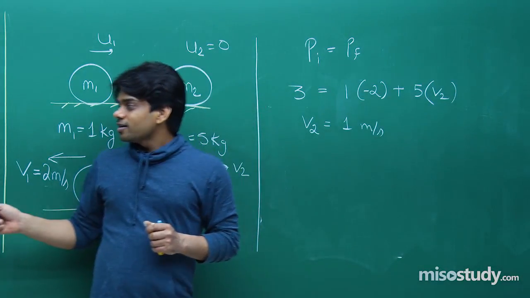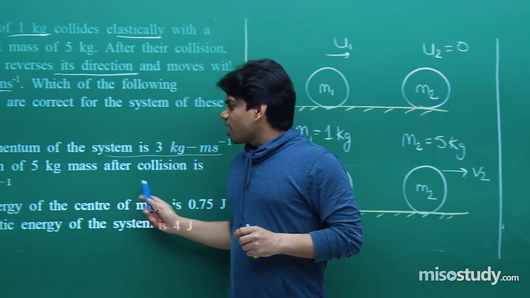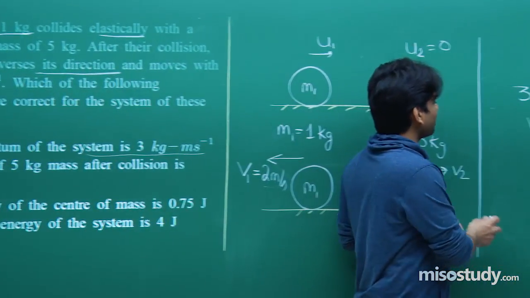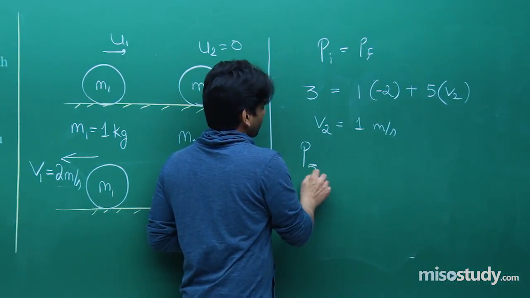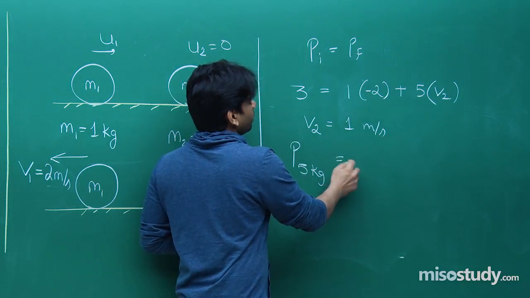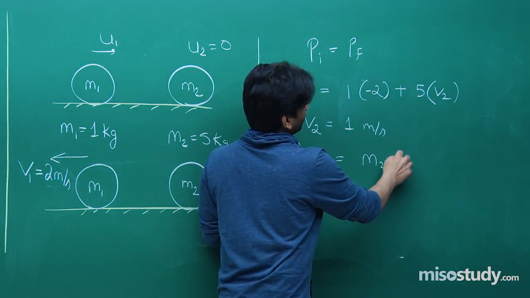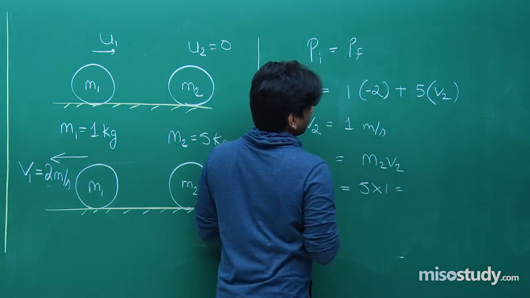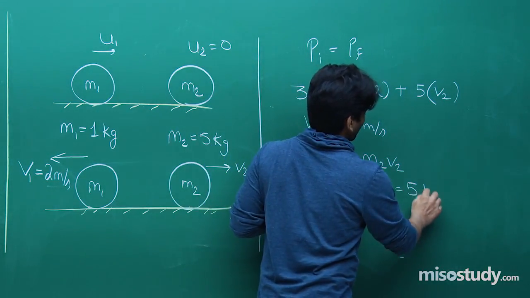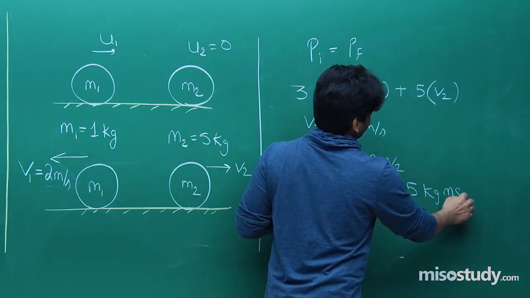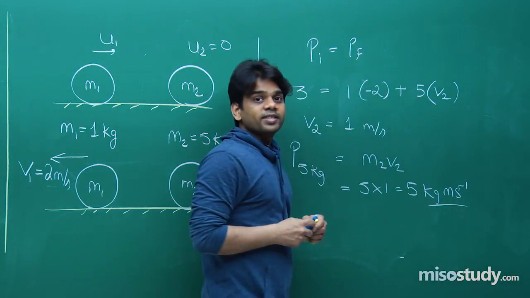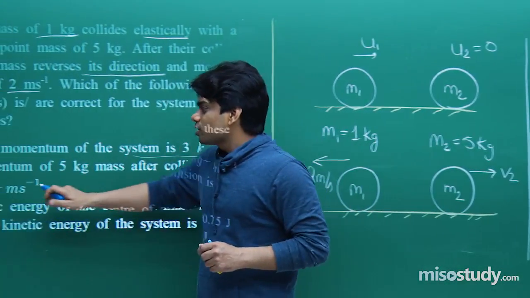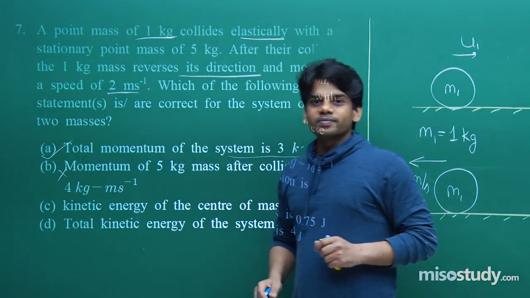B option says that momentum of 5 kg mass after collision is 4 kg meter per second. Let's check. No, it's not 4 kg meter per second. So momentum of the 5 kg body will be equal to its mass into its velocity, that is 5 kg into 1. This will come out to be 5 kg meter per second. From this, what do we get? We get that this option is incorrect, so don't mark option number B.